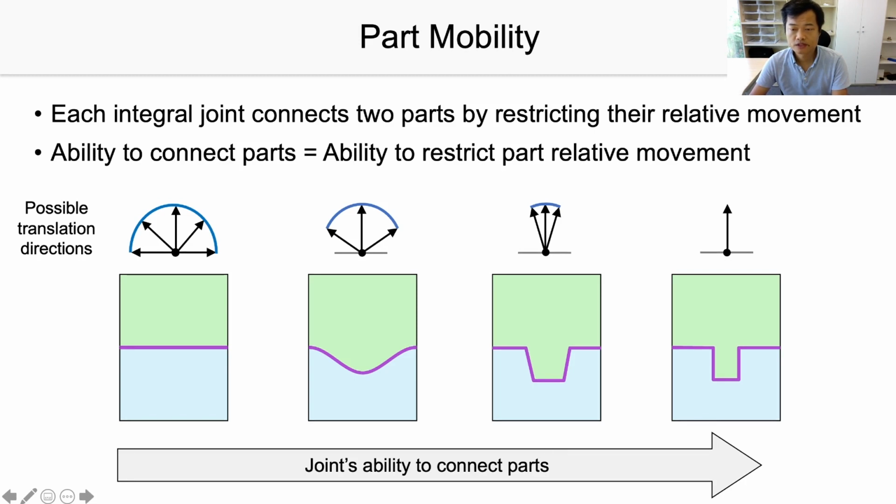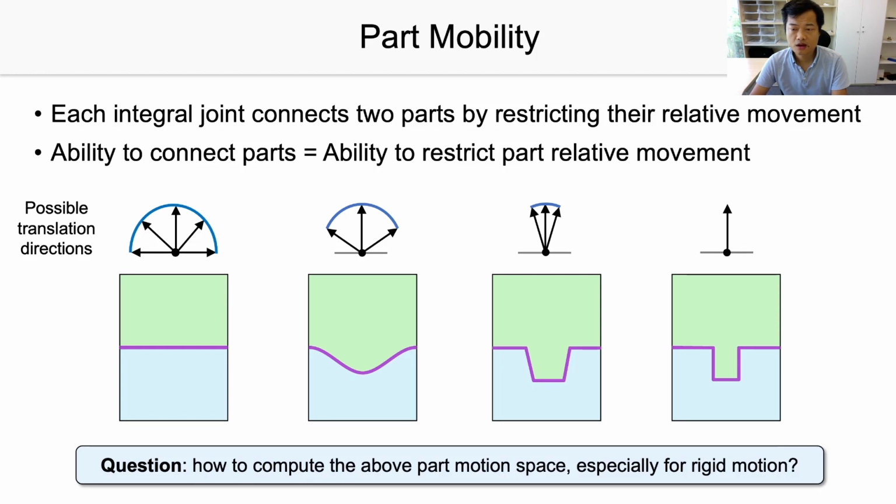In these four joints, if we consider only translational motion to take out the green part, all possible translational directions for each joint are visualized here. For the planar contact, the green part can translate along any direction in a half circle, while for the tangent joint, the green part can only move upward. So based on this motion space, we can quantify the joint's ability to connect parts.